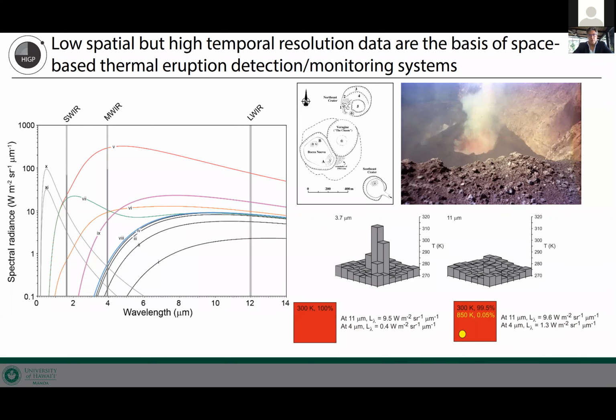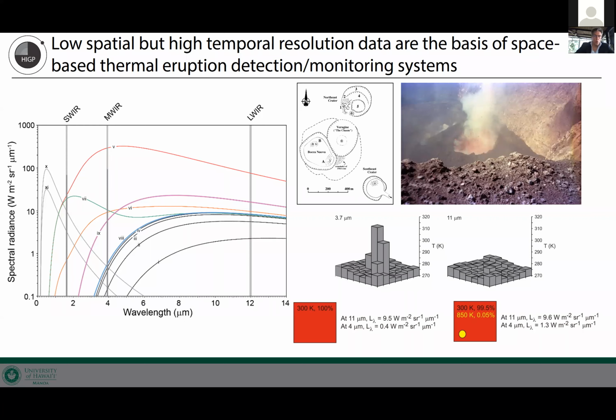That doesn't stop us using low spatial resolution data to map volcanic hotspots. Because even though they're far smaller than the size of the pixel, the amount of radiance they radiate because they are so hot means that when you mix that radiance with the radiance from the ground around it, the energy measured at the scale of the pixel is still very, very high.